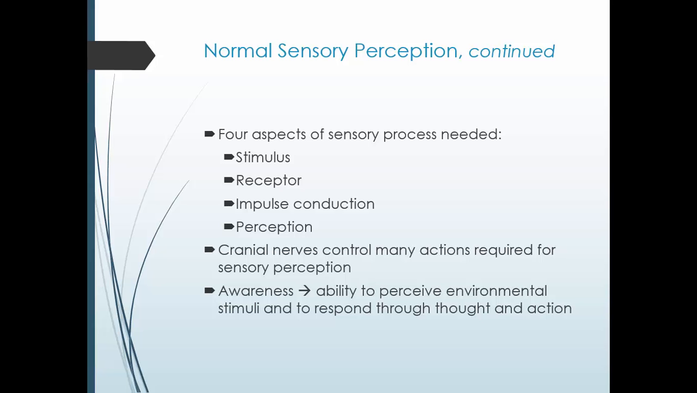Impulse conduction. The impulse travels along nerve pathways to the spinal cord or directly to the brain. Cranial nerves are important nerves that control many actions required for sensory perception. Perception, or awareness and interpretation of stimuli, takes place in the brain. Awareness is the ability to perceive environmental stimuli and the body's reactions, and to respond appropriately through thought and action.